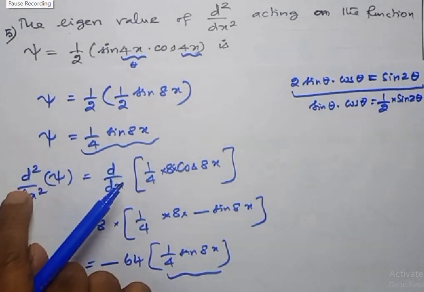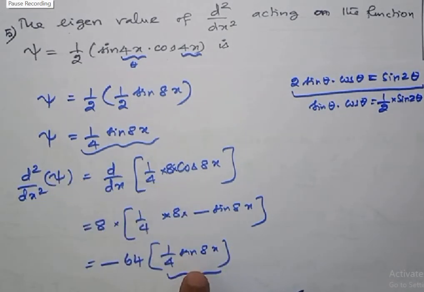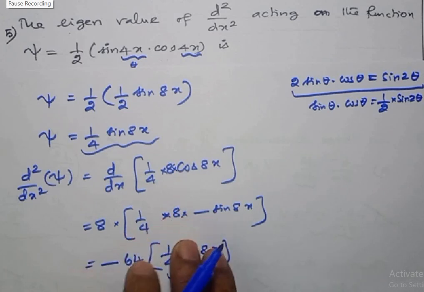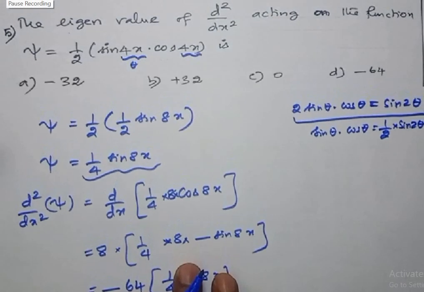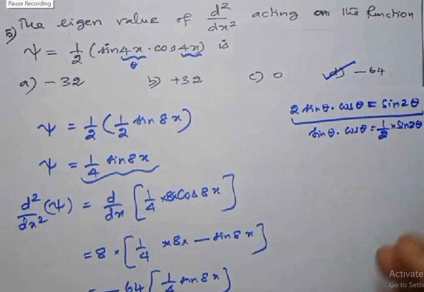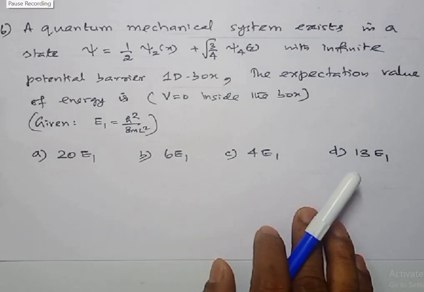So when you apply the operator on a function, we get the same function multiplied by some constant. That constant is nothing but the eigenvalue. So the eigenvalue for this operator acting on this function is minus 64. Okay, so this is question number 6.